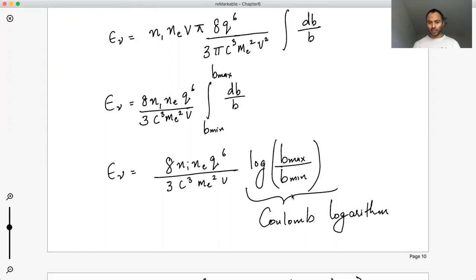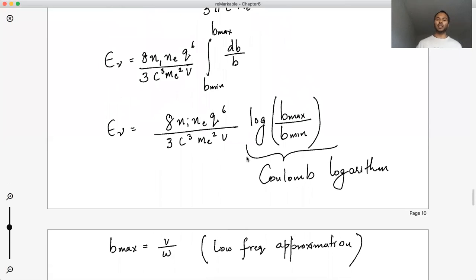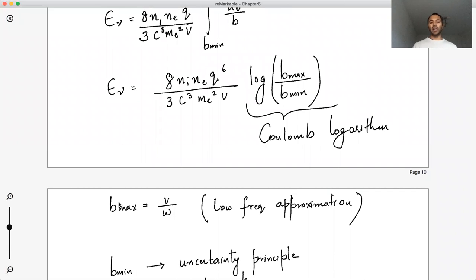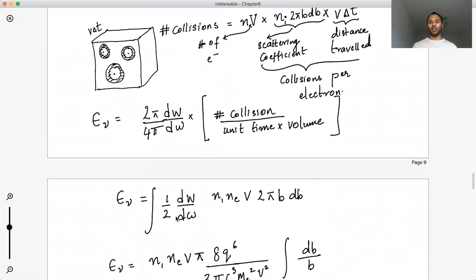And this factor here is called the Coulomb logarithm. And what value you choose for B max and B min depends from circumstance to circumstance. And so the Coulomb logarithm, which you will use, also will depend on the circumstances in which the approximations you're making are valid or not valid, or those kinds of things. So I'll give you a few examples to give you a sense for what these values are. Now, B max, notice if you're using the low frequency approximation, then B max will have to be V over omega, right?